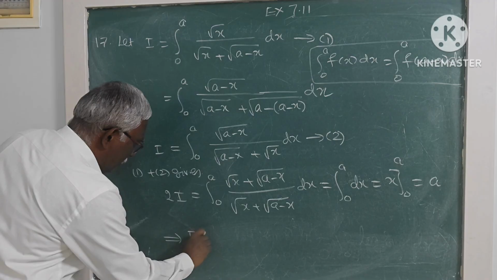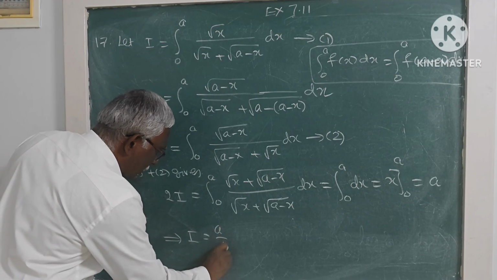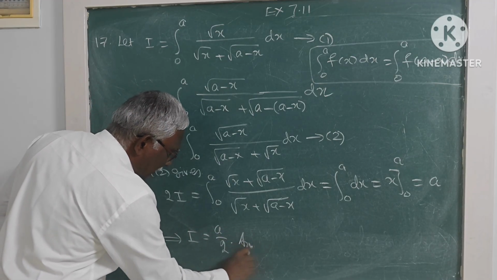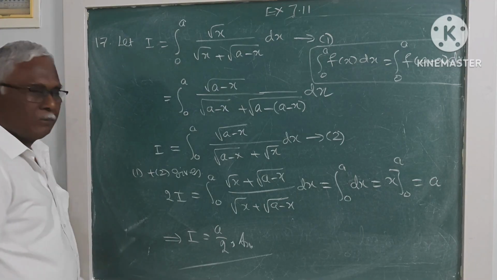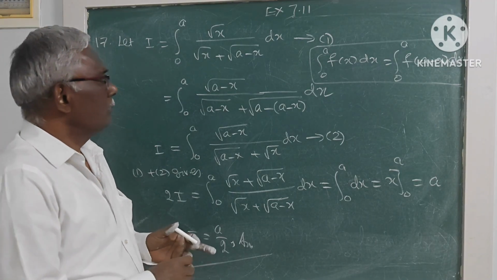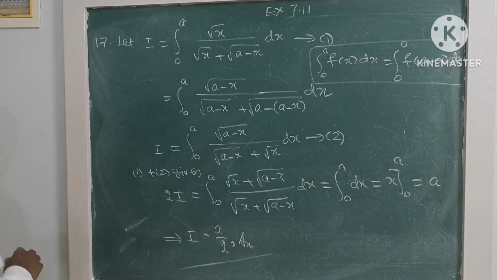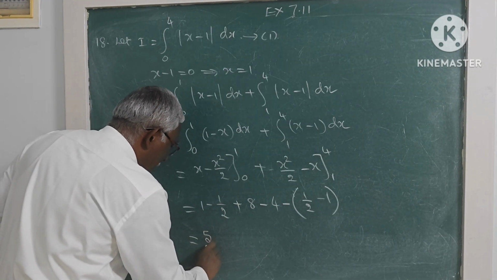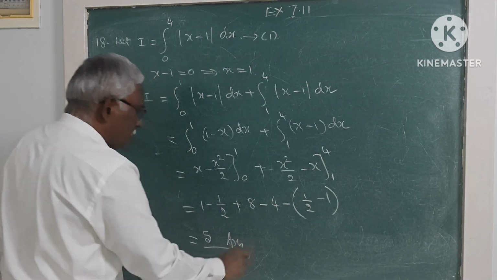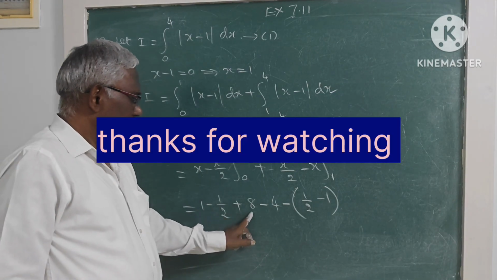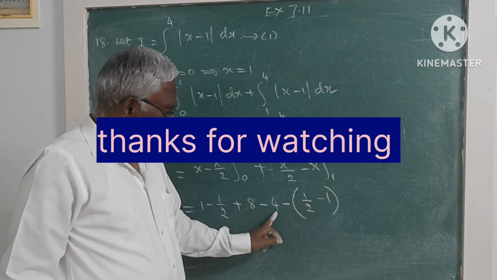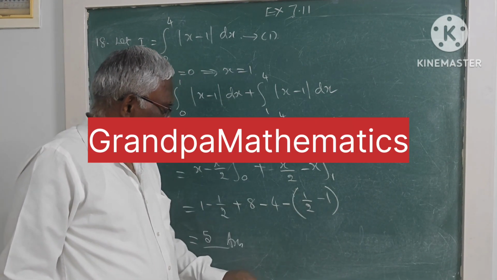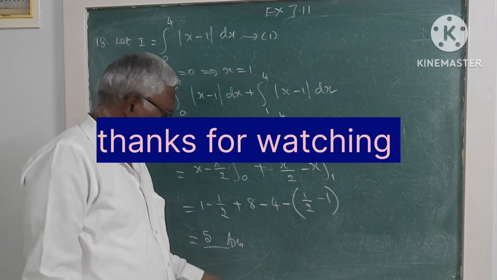So I is equal to a by 2. So this is the answer. Minus 1, 5. So this is the answer. 1 plus 8, 9. Minus 4, 5. 5 plus 1, 6. 6 minus 1, 5. So this is the answer.